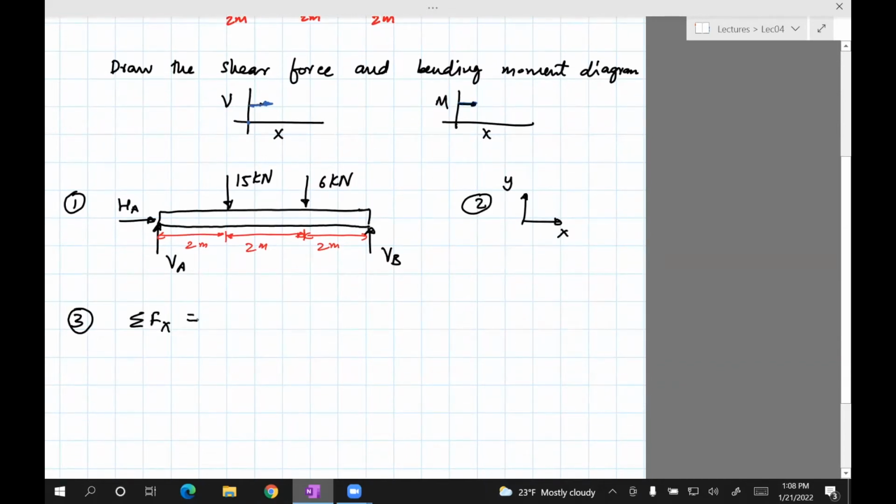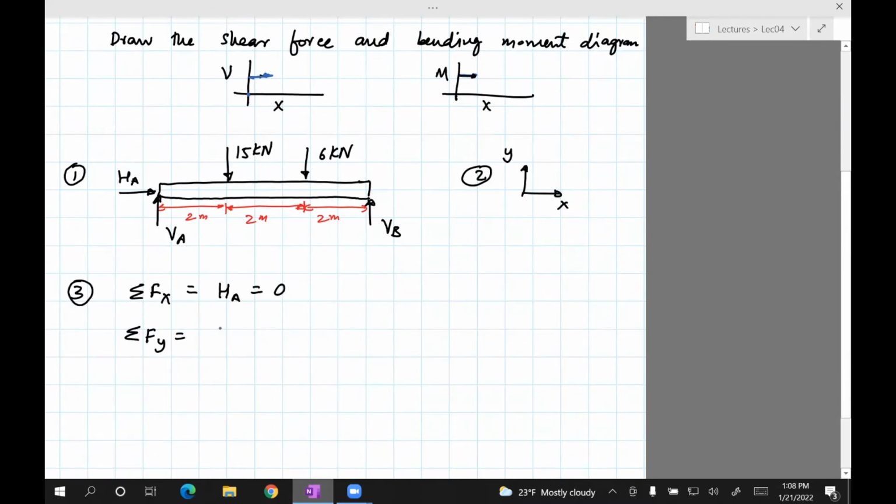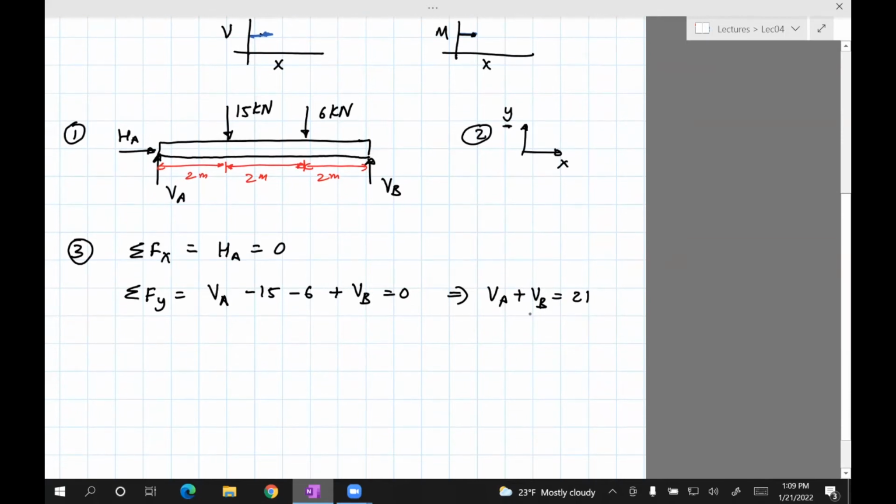X direction is equal to zero. So in this case, it's kind of trivial, but HA is zero. Summation of forces in the y direction is equal to VA, which is upwards. So our convention is positive y, so if VA points in the positive y direction, it's positive. So plus VA minus 15 minus 6 plus VB equals 0. So that can be simplified and written down as VA plus VB equals 21.